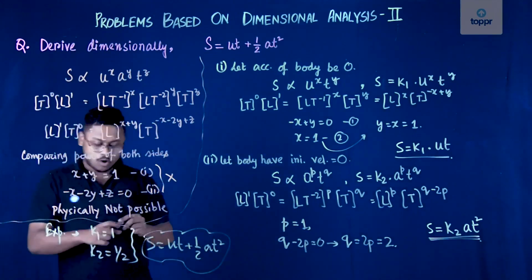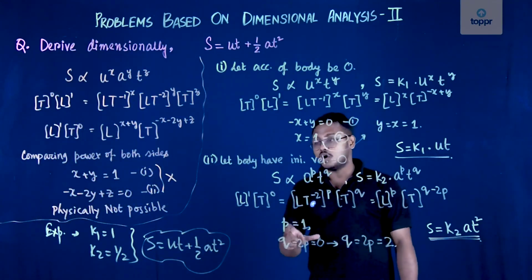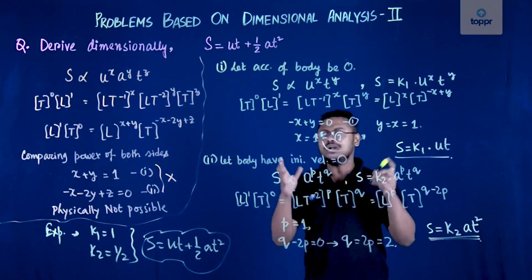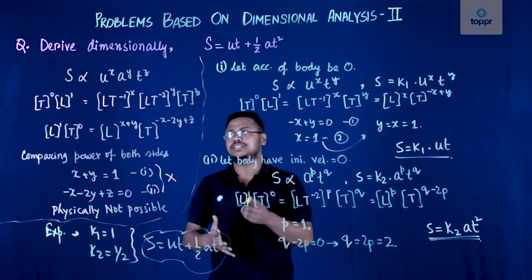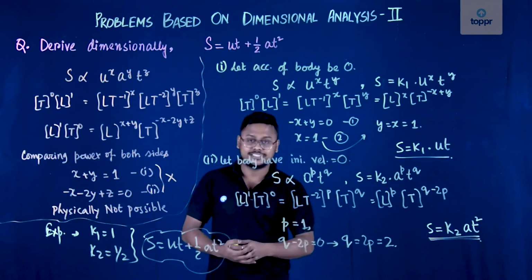So this is the way how we can derive a particular mathematical expression that has got two independent factors in their product form. So student, this is the way how we can derive dimensionally different equations on the basis of their dimensions.